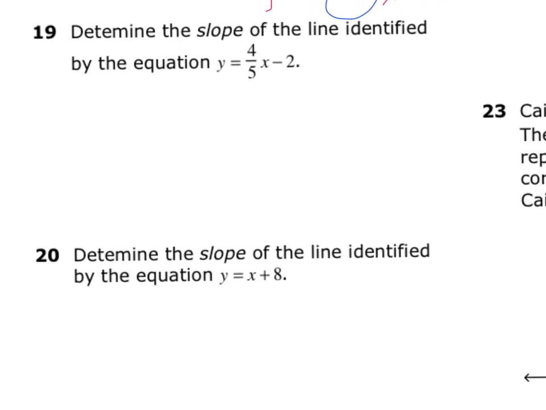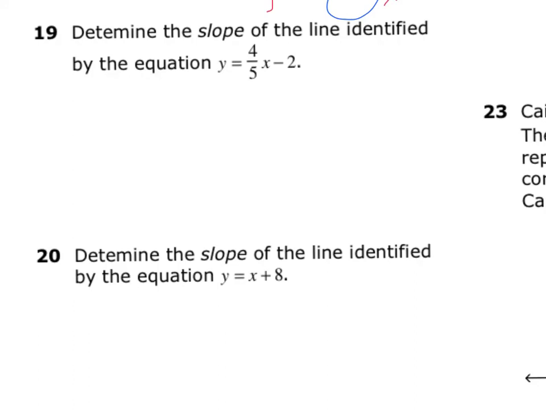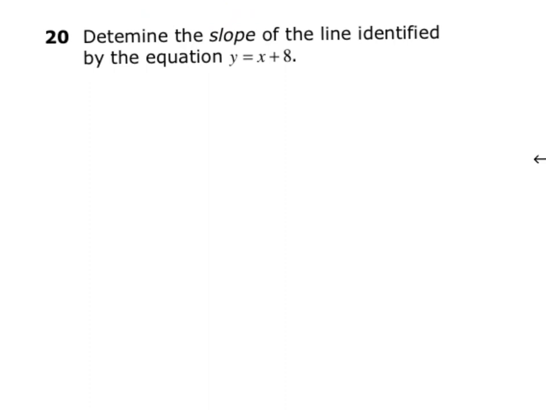Number 19, determine the slope of the line identified by that equation. This is already in y equals mx plus b, so our slope is the coefficient of x, or the number multiplied by x. So m is equal to 4/5. Number 20, determine the slope of the line identified by the equation y equals x plus 8. In this one, we know that we have 1x, so the coefficient, or the number in front of x, is 1. So our slope is that number 1.